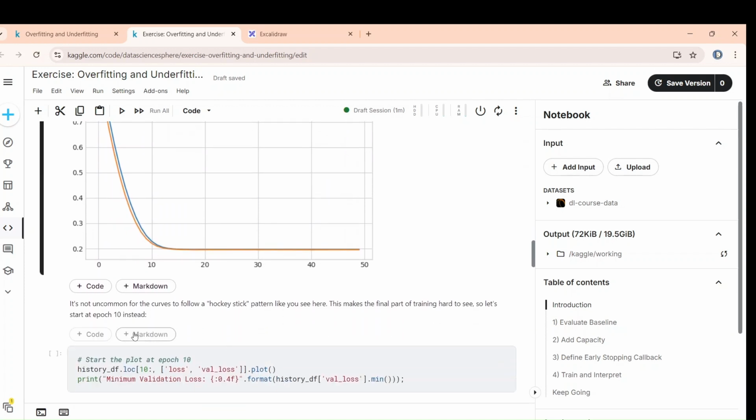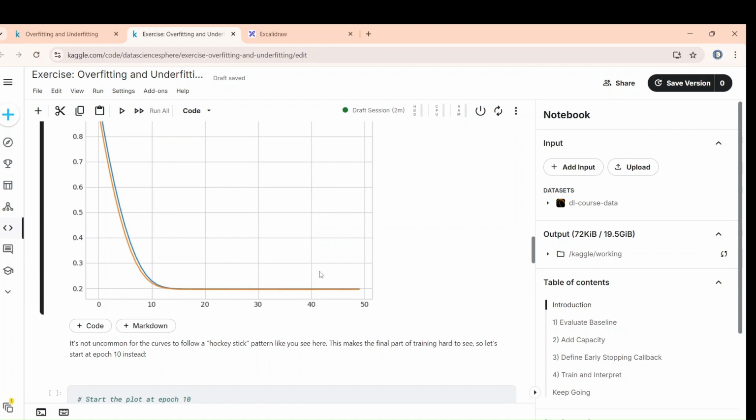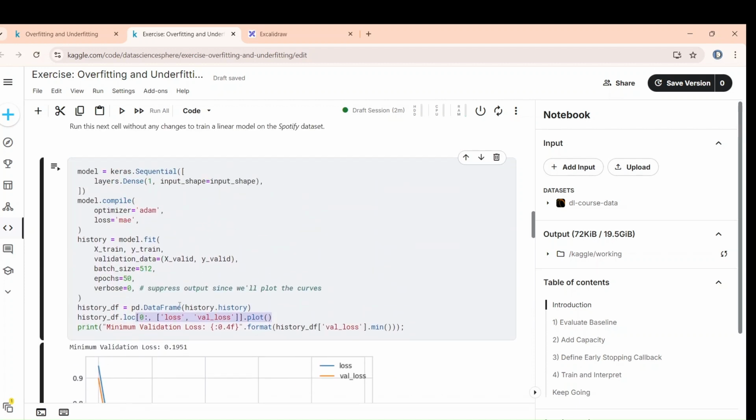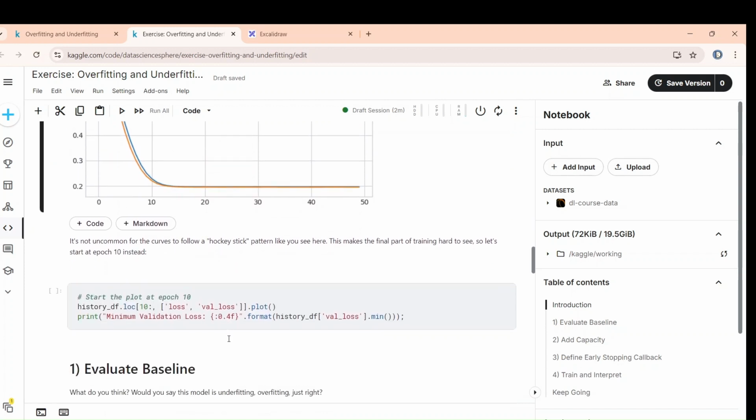0.1951. It's not uncommon for the curves to follow a hockey stick pattern. This makes the final part of the training hard to see. So let's start at epoch 10 instead, because you cannot see what is happening here. Okay, so we will start with epoch 10.